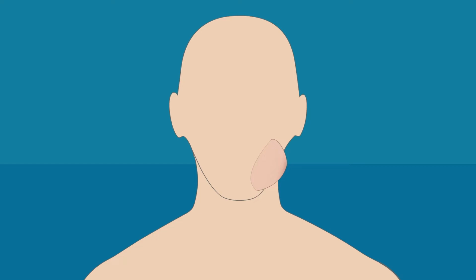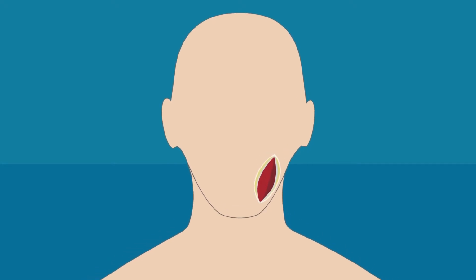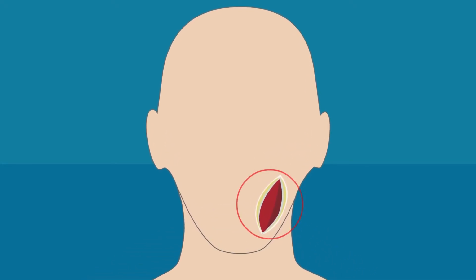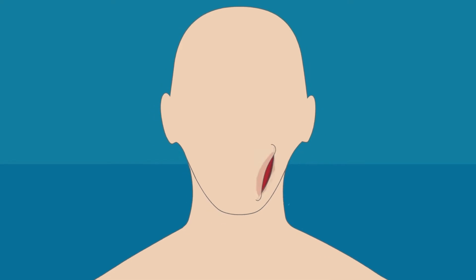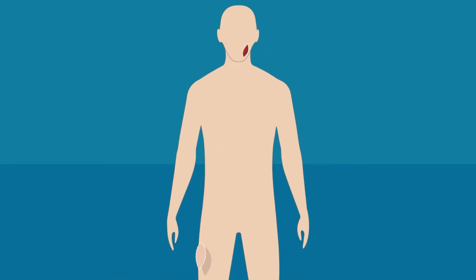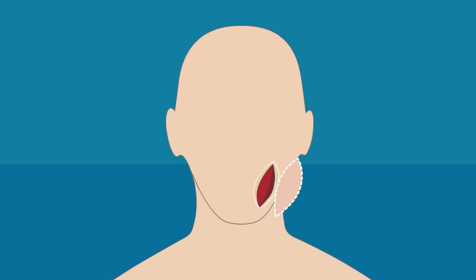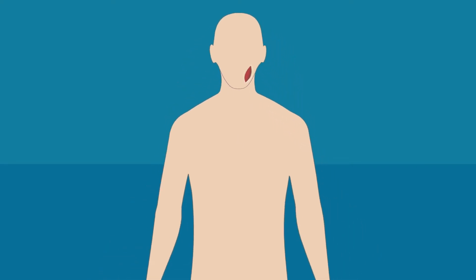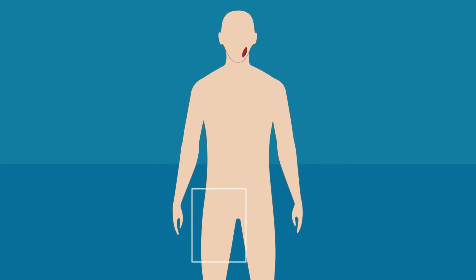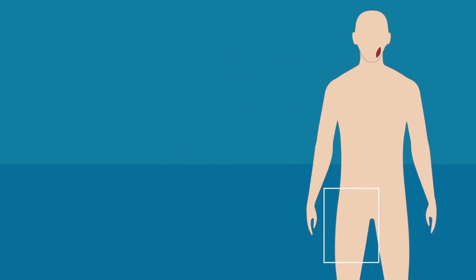Here we are discussing facial reconstruction after the removal of a large tumour. In some cases, vital structures are removed along with the tumour. This leaves a large wound site which cannot be stitched closed. As a result, we need to use tissue from another part of the body to fill the defect. In this example, the upper leg is chosen to provide a flap of tissue needed for facial reconstruction.